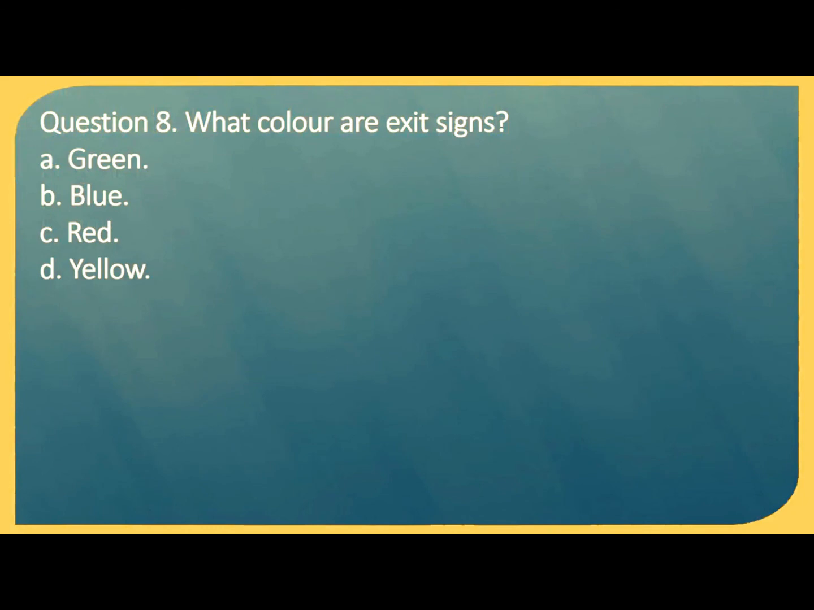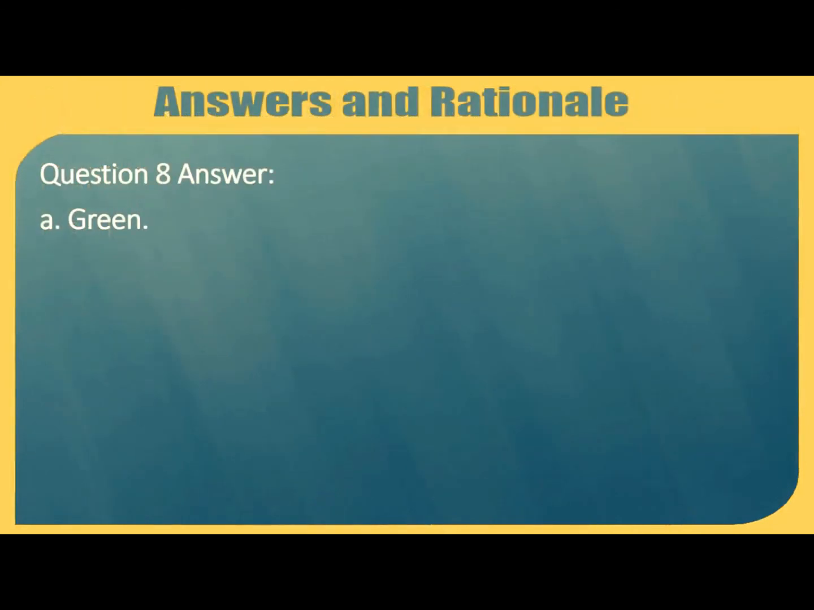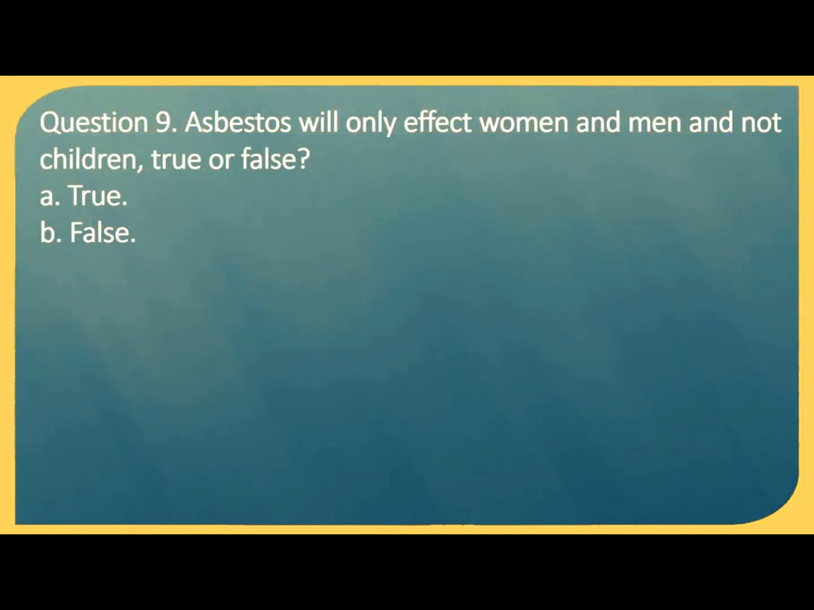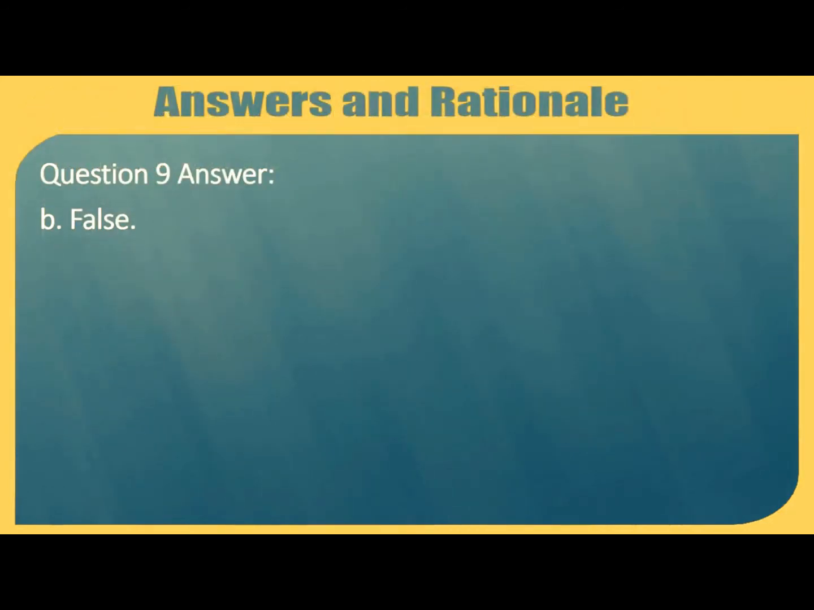Question 8. What color are exit signs? A. Green. B. Blue. C. Red. D. Yellow. Question 8. Answer: A. Green. Question 9. Asbestos will only affect women and men and not children. True or false? A. True. B. False. Question 9. Answer: B. False.